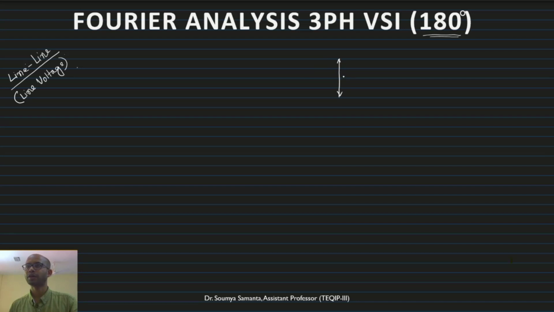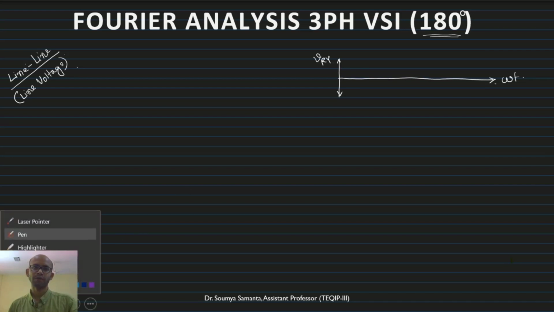If I see here, suppose this is omega t, and this is V RY, the voltage between phase R and phase Y. That is the line to line voltage. So what was the waveform? First of all, I divide this axis into 60-degree parts. Suppose this is 120 degrees, this is 180, this is 240, 300, 360. If you do this, it will be helpful, and you can take one more extra 60 degrees out of 360.